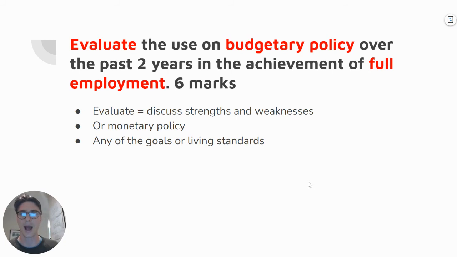All right, now, how else could this question be asked? First of all, it says evaluate. You need to know that means to look at the strengths and weaknesses. But they may not always ask you to evaluate. They may say, discuss the strengths and weaknesses of budgetary policy. It might even be outline one strength, outline one weakness. You do the same thing. As I said, we're asking for budgetary policy because that's what we're looking at the moment, but it could eventually be monetary policy and even aggregate supply policy. Same structure. And then, of course, as always, I could change any of the goals. I could change full employment to inflation or strong and sustainable growth or even living standards.